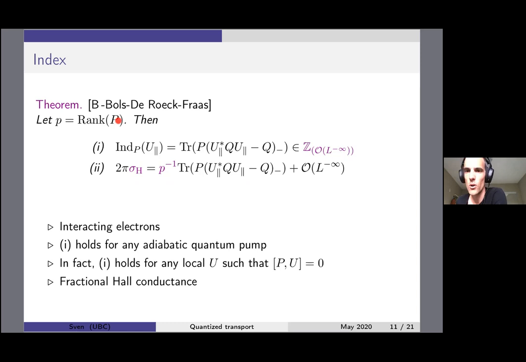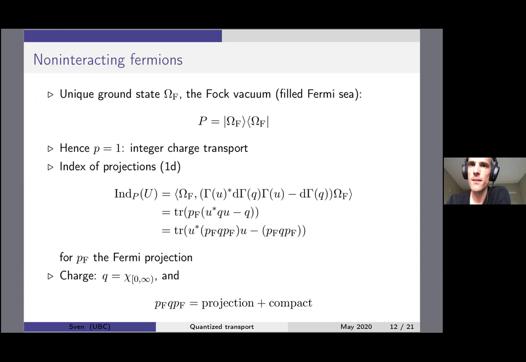You see, in fact, it turns out that the first thing here, this quantization, holds for an arbitrary quantum pump. So that setting of a cyclic transformation suffices to have this quantization. And in fact, you can show that this quantity here is an integer, not only for parallel transport, but for any local unitary that leaves the ground state P invariant. Right, but I will not spend too much time on this. Let us focus on the Hall effect. I'm slower than I thought, so let me not go on to non-interacting fermions where you recover things that you know.